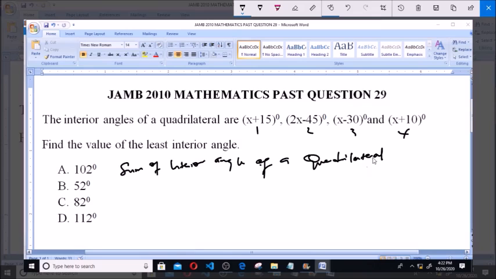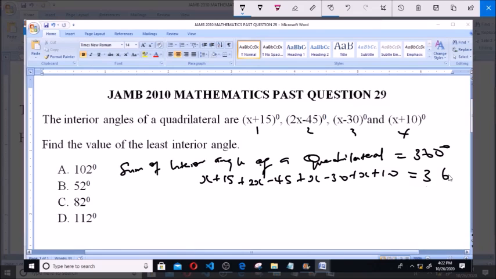I'm giving an example, like a square is equal to 360 degrees. So from this we can deduce that x plus 15 plus 2x minus 45 plus x minus 30 plus x plus 10 is equal to 360 degrees. Now from this we have x plus 2x, which is 3x, plus x, 4x, plus x, 5x.